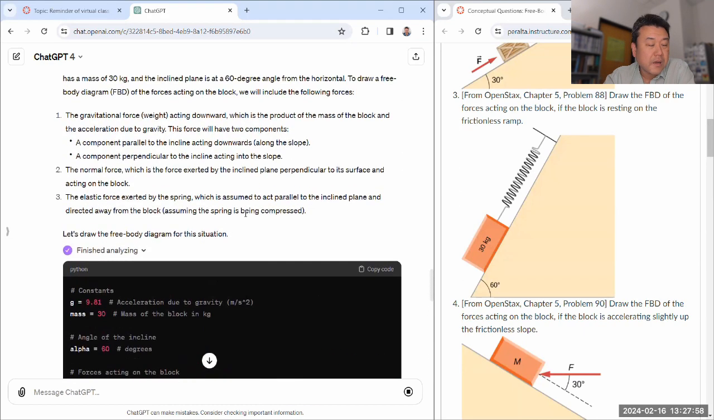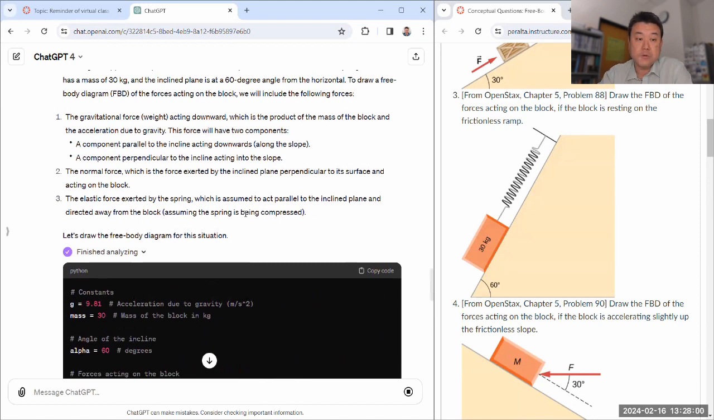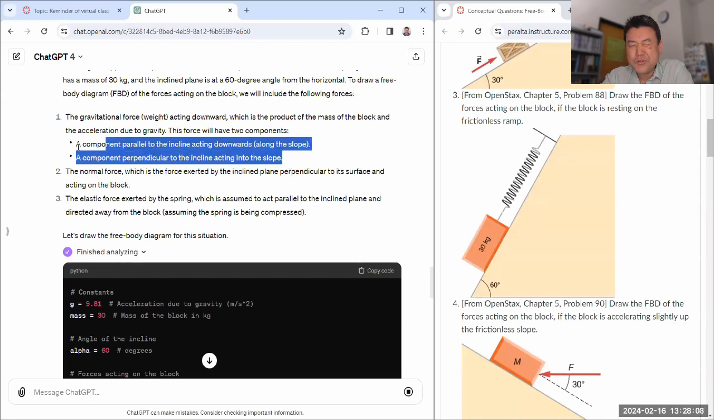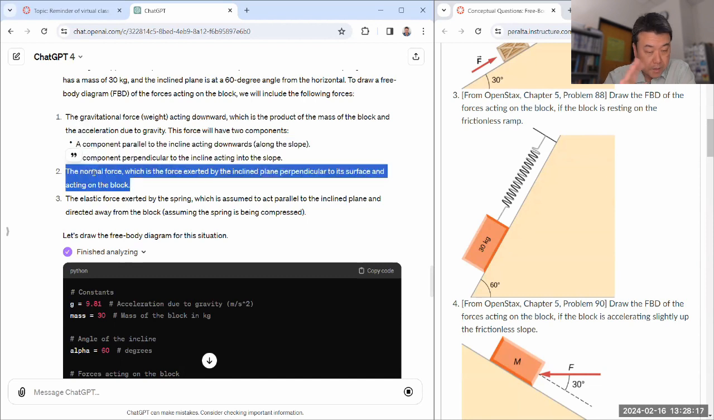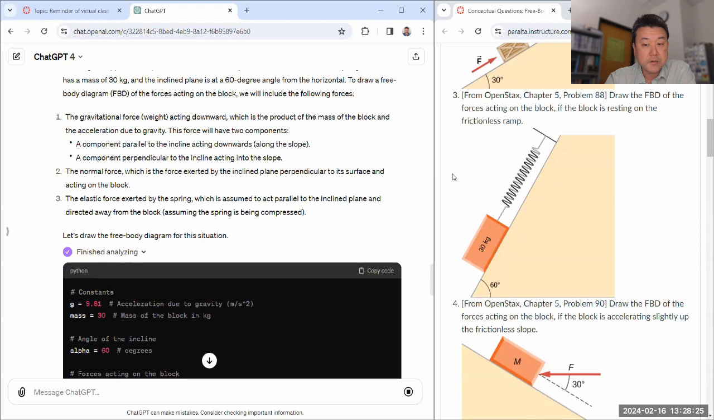The thing that Perplexity was doing, and still can, the descriptions, they are decent. Again, I think this portion is more confusing than helpful. You should just draw gravity straight downward in the free body diagram. Normal force, okay, the description here is good, and being a human being, you can look at the figure and draw it perpendicular away from the surface. Elastic force, yeah, those are the three forces.